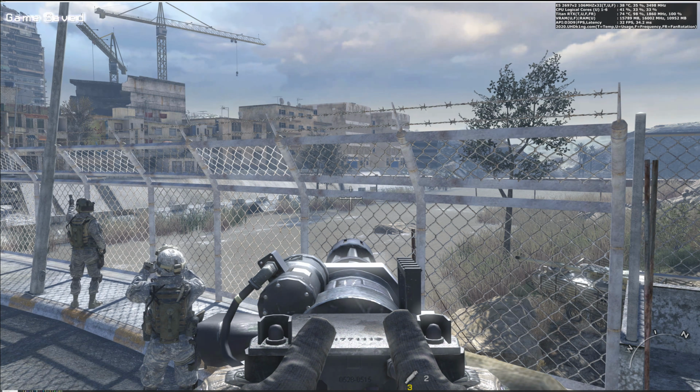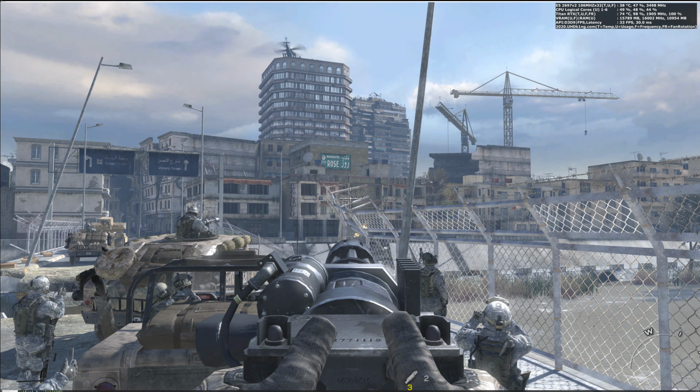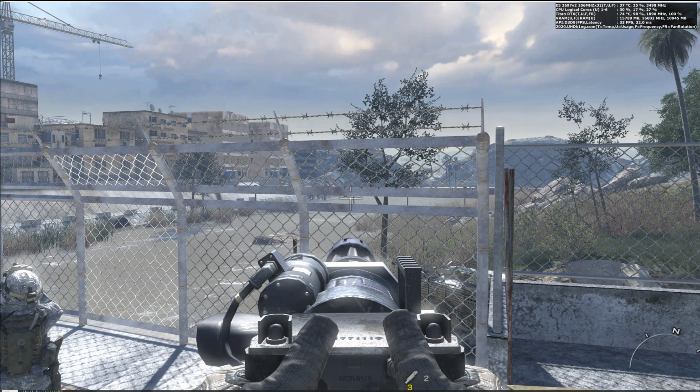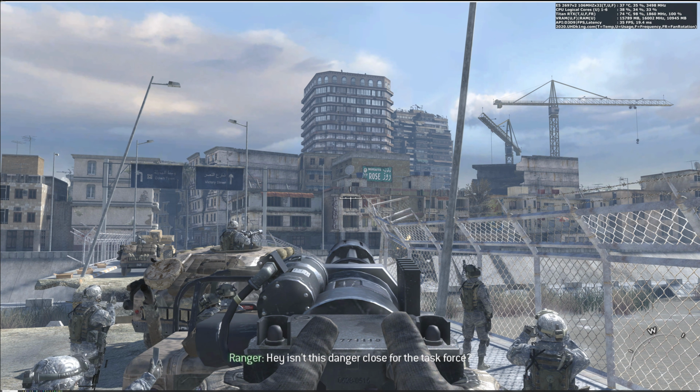Wow, 33 FPS, not bad. So I would say this is playable, of course not for online, not for the competition, but at least you can play the single player and enjoy.